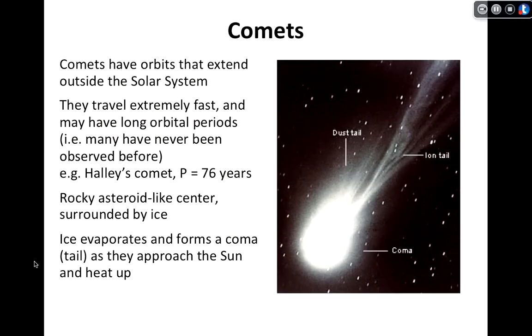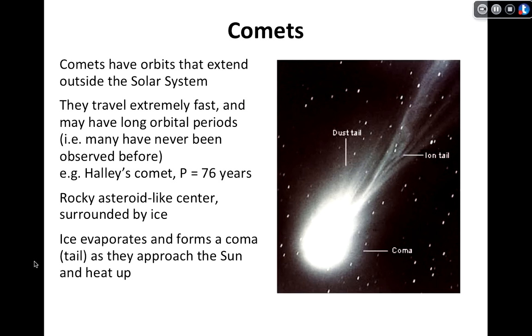So the Earth can get hit by fragments of asteroids or by comets. What's the difference between a comet and an asteroid? Well, the asteroids are mostly found in the asteroid belt. Comets have orbits that take them way outside of the solar system, so the Kuiper belt or even the Oort cloud. Because they have such very, very long orbits, when they come into the inner solar system, they're traveling very, very fast. And many of them have such long orbital periods that we haven't seen them before. So we're constantly finding new comets that we didn't know about.